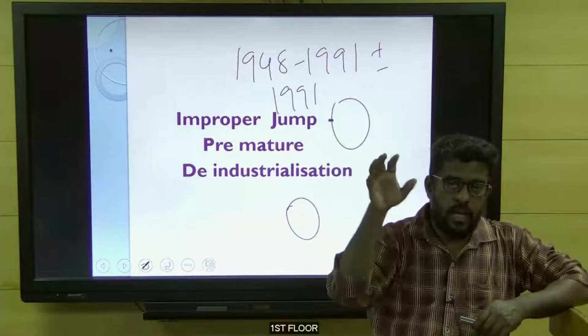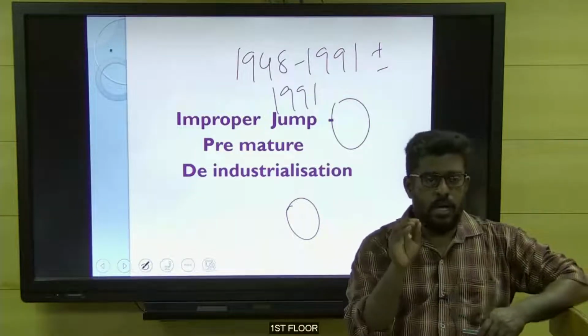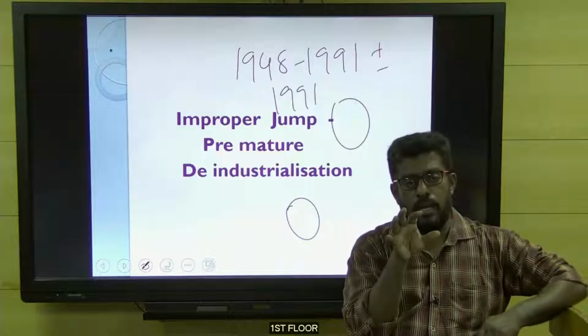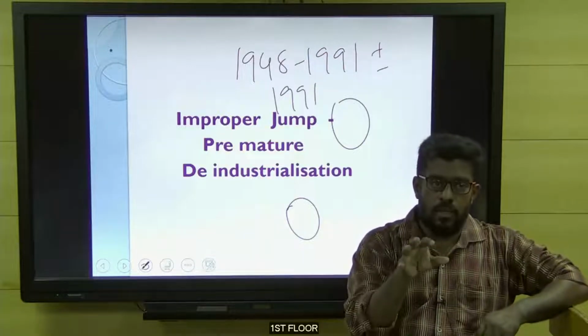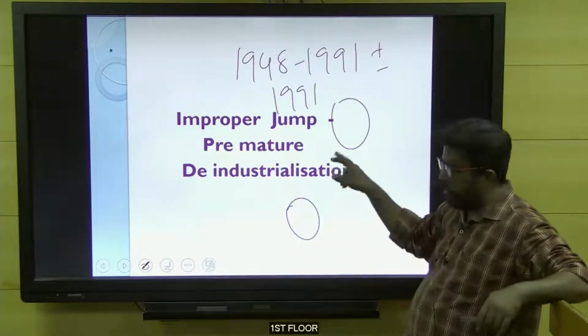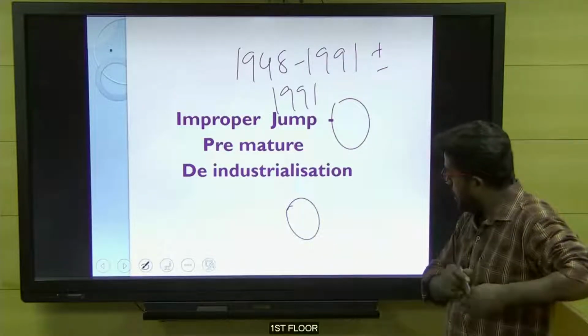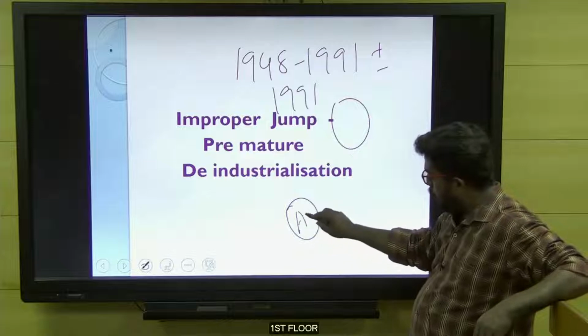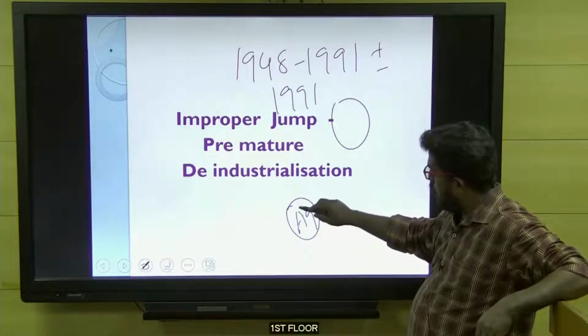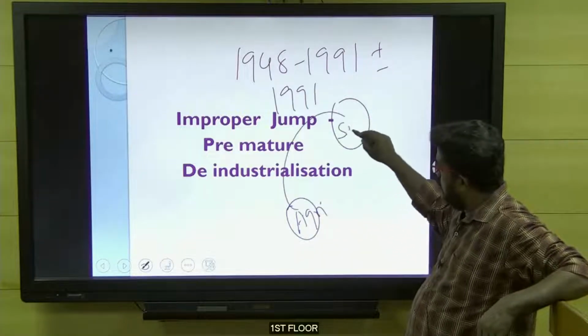Why we call this a jump, we'll learn in more detail in the service sector. I'll tell you some examples, but now I'll just give you an idea. Keep the idea in your mind. The exact notes I'll give for this segment in the service sector class. Till 1991 our economy was an agricultural economy, but after 1991 our economy made the jump from agriculture to the service sector.